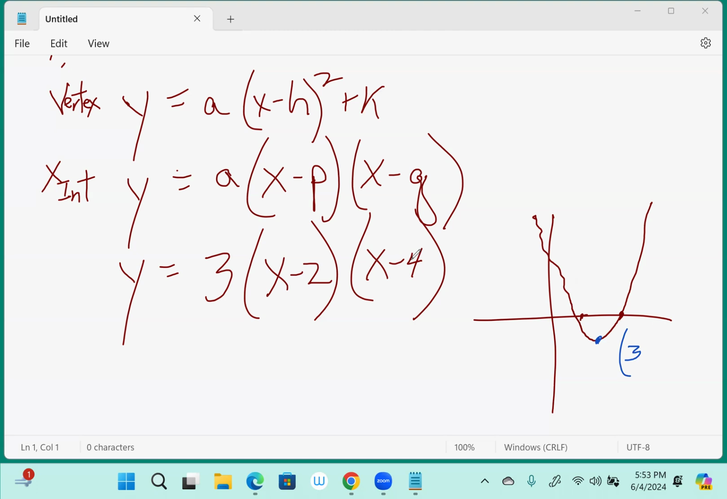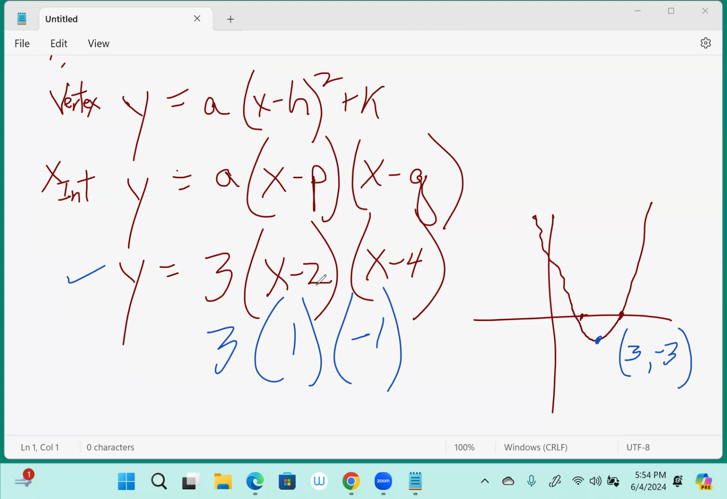And that handles positive and negative numbers easily. So if I want to know the y coordinate of the vertex, then just plug in 3 for x. And the y coordinate would be -3. Because it would be 3 times 1 times -1. So the y coordinate's -3, pretty easy to find.